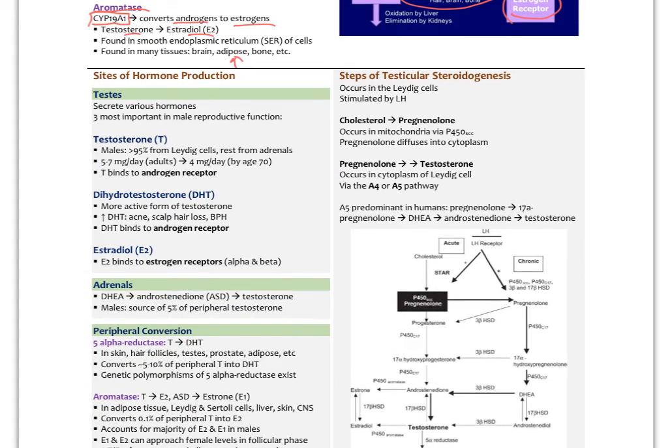If we look at the testes, they are going to secrete testosterone via the Leydig cells, and that's where the majority of testosterone in males comes from. The rest of it, about 5%, comes from the adrenals. So the adrenals in males do produce a small amount of testosterone, usually from the DHEA pool that comes from the adrenals. Again, the secretion in adults is about 5 to 7 milligrams a day. That's going to drop down to about 4 milligrams a day by the age of 70, and testosterone works directly via the androgen receptor.